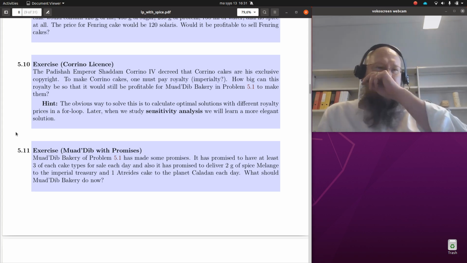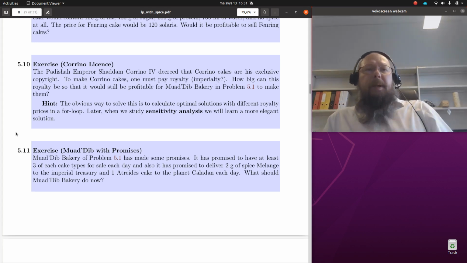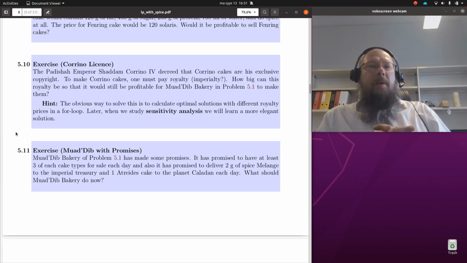Then there is exercise 5.10, Corino license. So the Padishah Emperor Shaddam Corino IV. Now the same thing, the Corino cakes are his exclusive copyright, but why say that you are not allowed to bake it? Of course that would not be a good idea. A better idea is to say, of course you can bake it, but then you have to pay me royalty. Or since he's the emperor, maybe the royalties would be called imperialty in this case, I don't know.